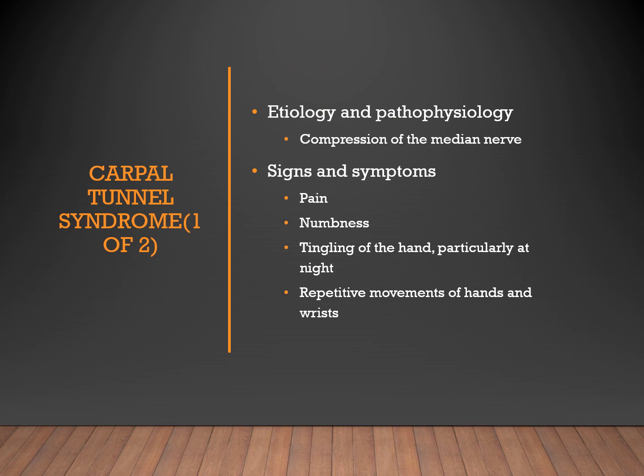Carpal tunnel syndrome is a nerve problem that occurs when the median nerve is compressed as it passes through the carpal tunnel in the wrist. It produces pain, numbness, and tingling of the hand, particularly at night. Repetitive movements of the hands and wrist, particularly with constant flexion of the wrist, are contributing causes. Such movement will occur in certain types of factory work and in computer keyboarding. Sometimes there is no known cause.